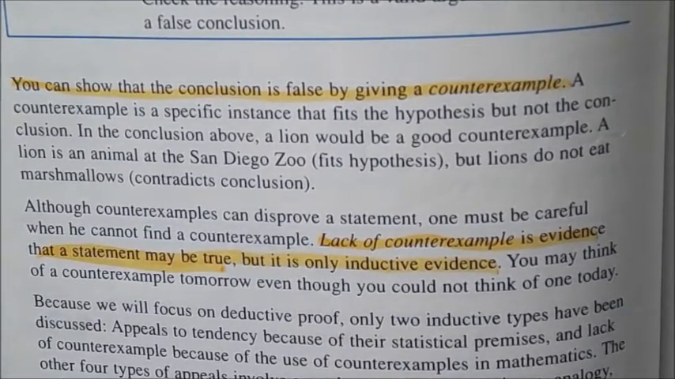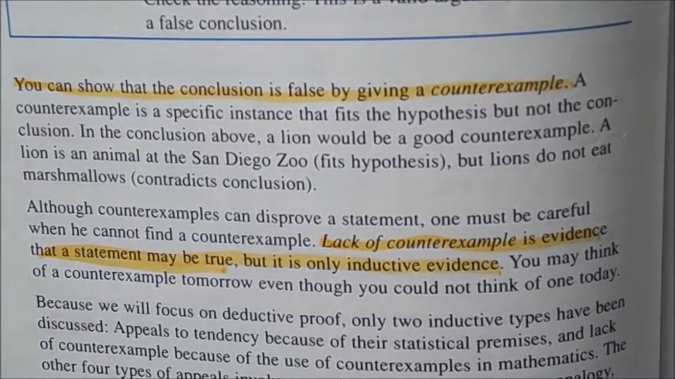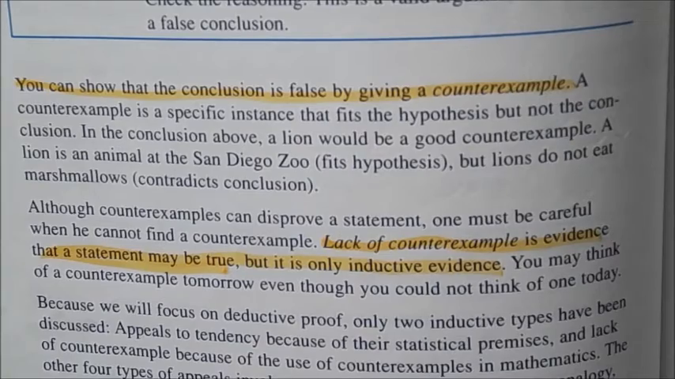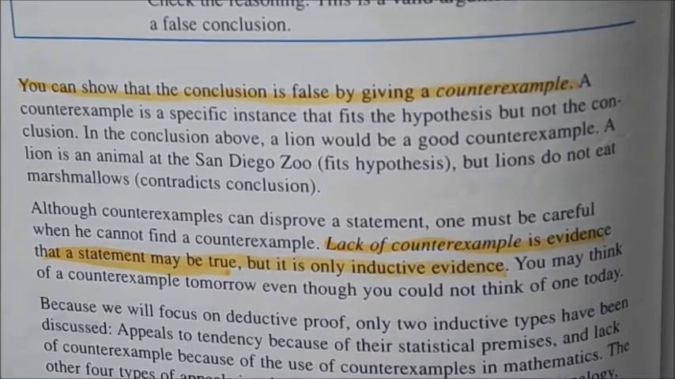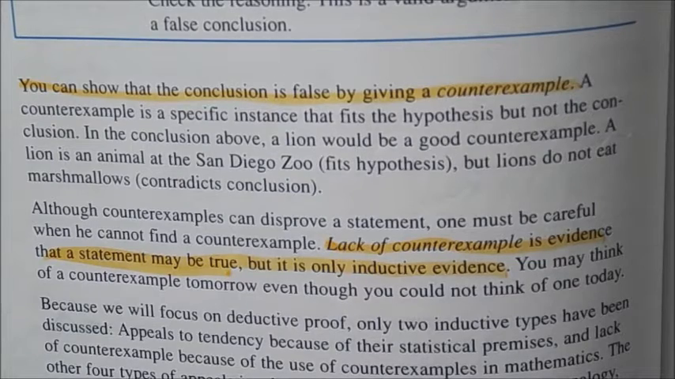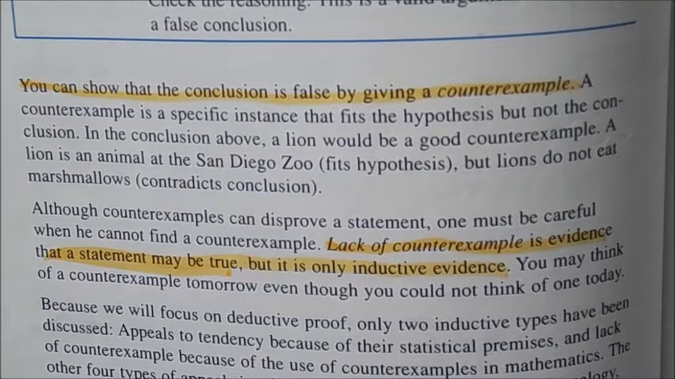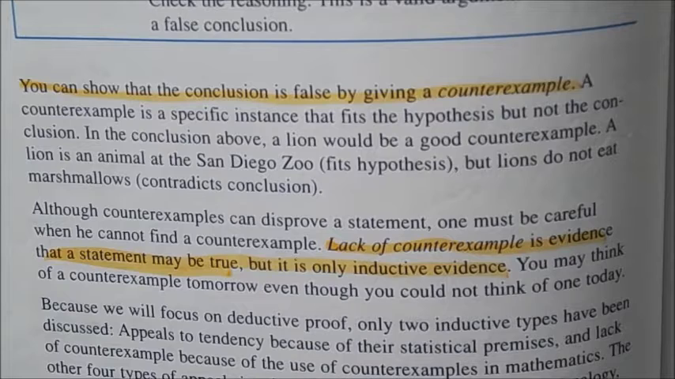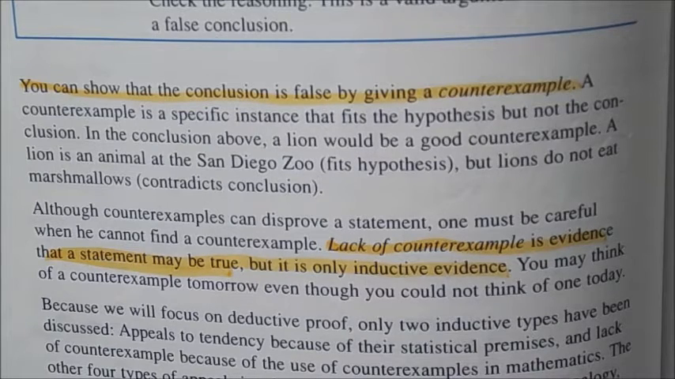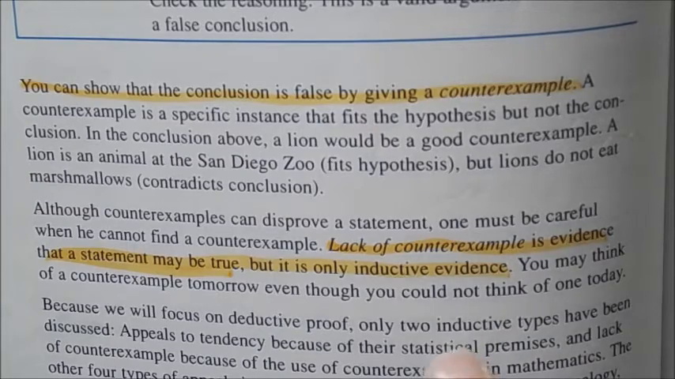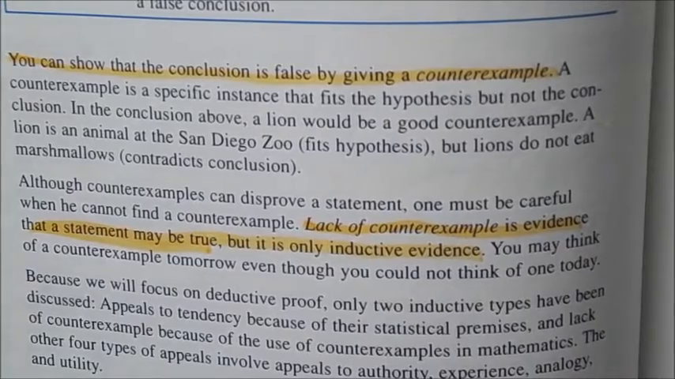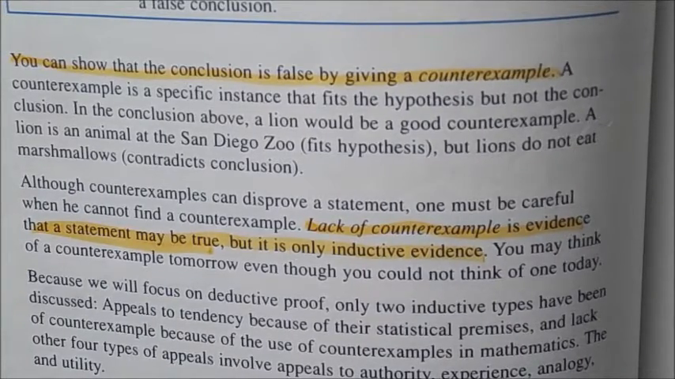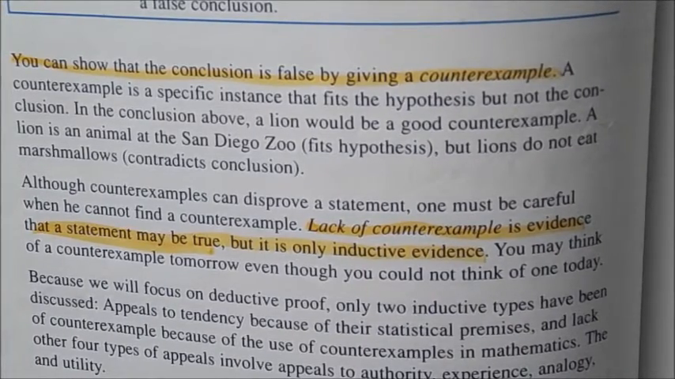So, if you can't find a situation where the hypothesis or the premises are false, you're like, I wonder if that's true. Let me try to think of an instance where it's not true. That means you're trying to think of a counterexample. If you can't come up with one, that doesn't automatically mean that it's true. Because what it says right here, you may think of a counterexample tomorrow even though you couldn't think of one today. So there's that. Let's keep looking.